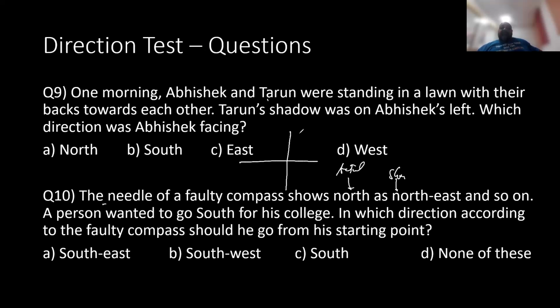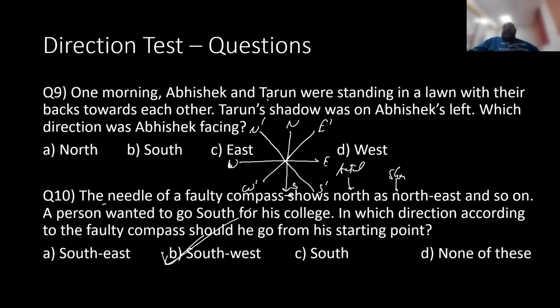So the normal directions are north, south, east, and west. The faulty compass shows north is northeast. So according to the faulty compass, the north would be somewhere here, the east would be somewhere here. Therefore, it is showing north is northeast. So these are the faulty compass directions. The person wants to go south. So here is where he wants to go. This direction will be shown in the faulty compass as southwest. So according to the compass, he should start moving southwest.